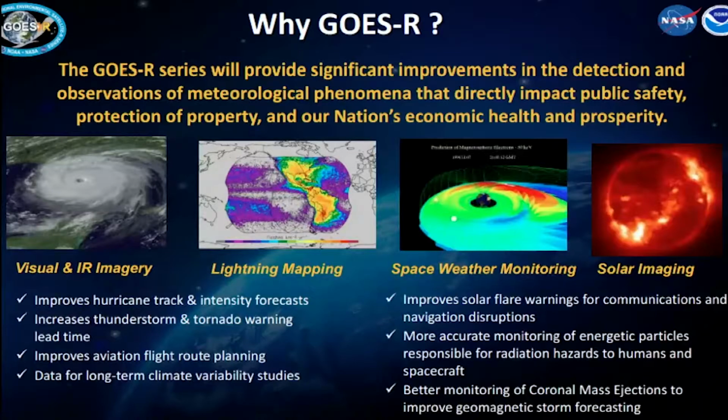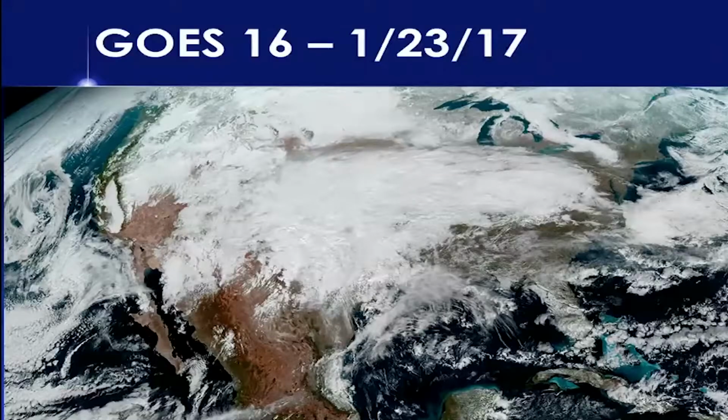GOES-R can do a lot more things. Every time they add a new weather satellite in space, it can do a lot more data analysis. This can look at space weather, and it can look at storms coming from the sun. It has obviously visual and IR imagery, and it also does some lightning mapping, which is something kind of unique.